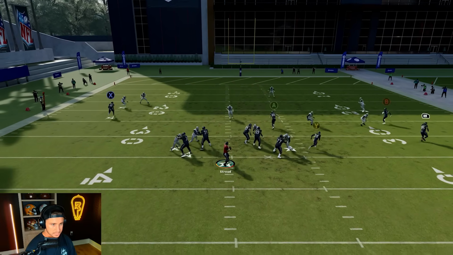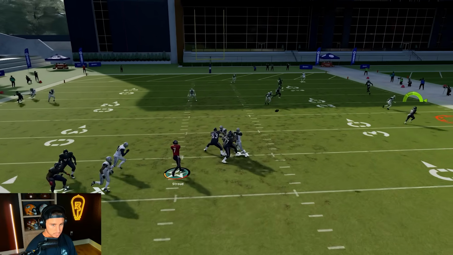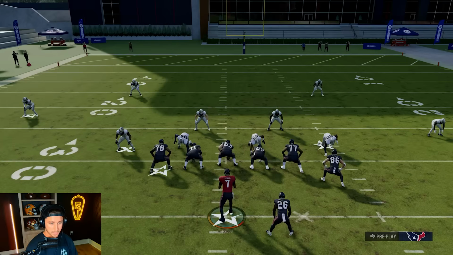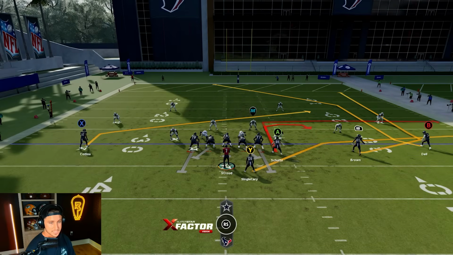All right, safety comes down. He's going to take it away. Give me Y. It's fine. I'll take my check down, and then I'm going to run it again because I saw him fall off the wheel. But I'm going to be willing to take completions to check downs instead of forcing it because I'm so patient. I'll come back to things that I know work.